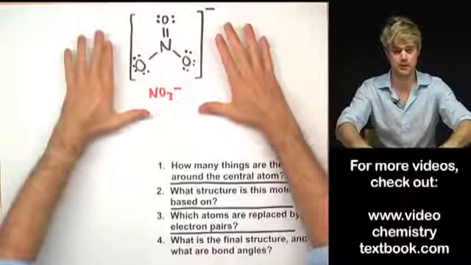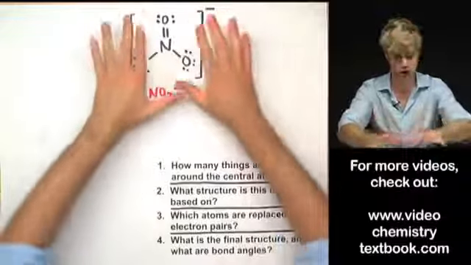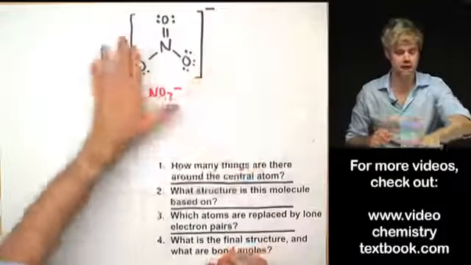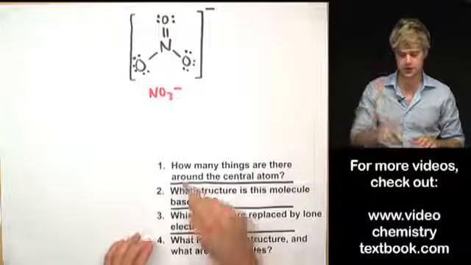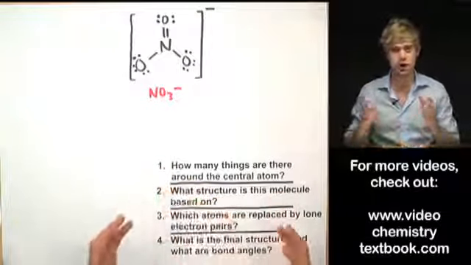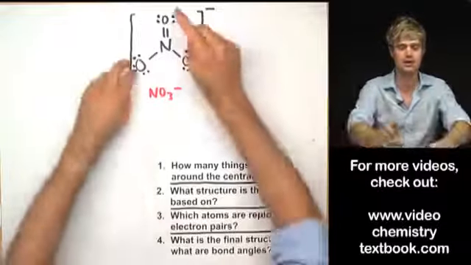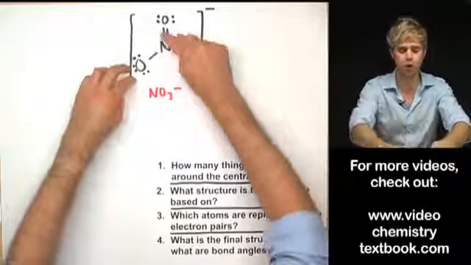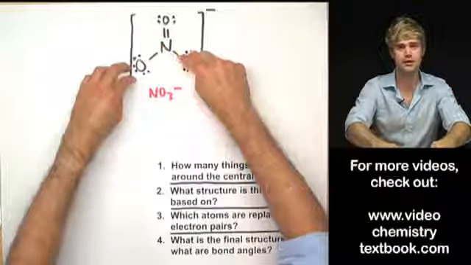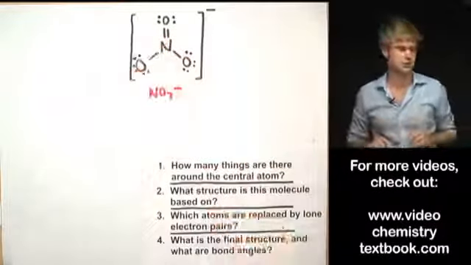NO3 1-. Remember, don't worry at all about the charge on this molecule. It doesn't matter for VSEPR at all. The first question that you should ask yourself is, number one, how many things are there around the central atom? There's a double bond here. Doesn't matter that it's a double bond, it's just a bond. So there are 1, 2, 3 bonds to other atoms around the central atom.